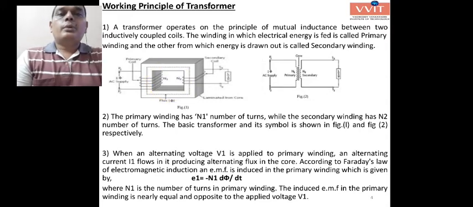According to Faraday's law of electromagnetic induction, an EMF is induced in the primary winding. That value is E1 equals minus N dφ by dt, where N is the number of turns in the primary winding. The induced EMF in the primary winding is always equal and opposite to the applied voltage V1 because of Lenz's law.